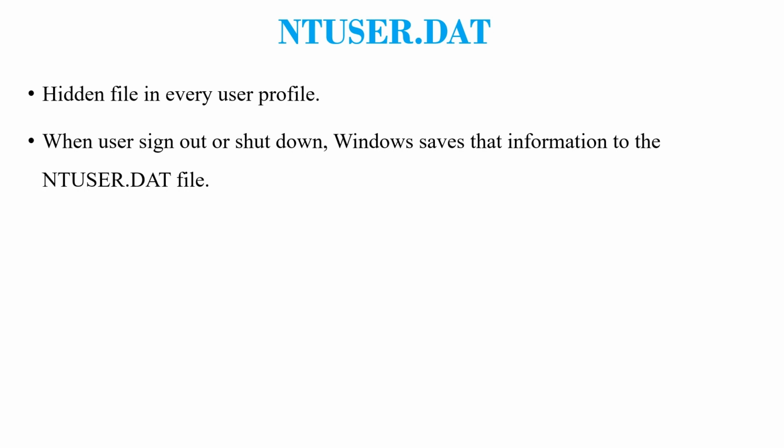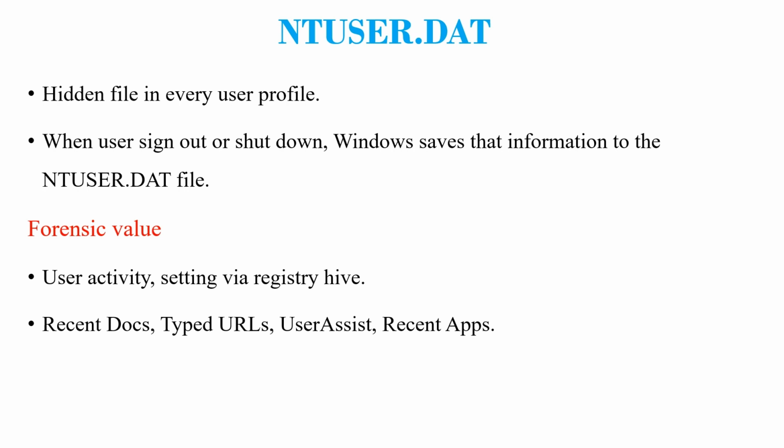The next time the user signs in, Windows will load that memory and all the preferences into the registry again. In terms of forensics, it reveals the user activity, settings via the registry hive, recent documents, typed URLs, UserAssist, recent apps, paths, and all the applications. The tool which can be used for these files is Registry Explorer. These files are located on the Windows operating system under the C drive, in the Users folder.